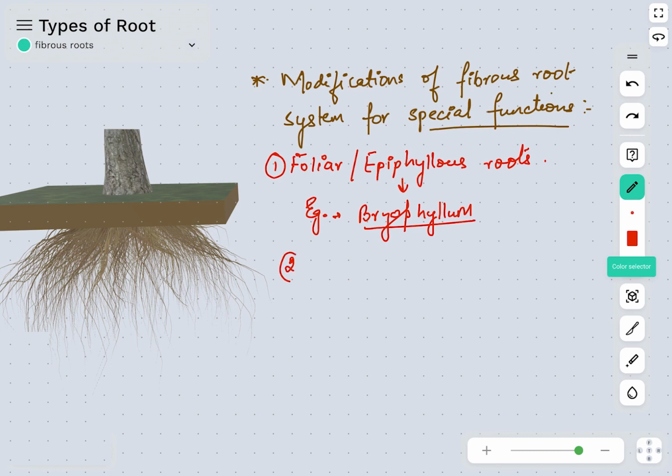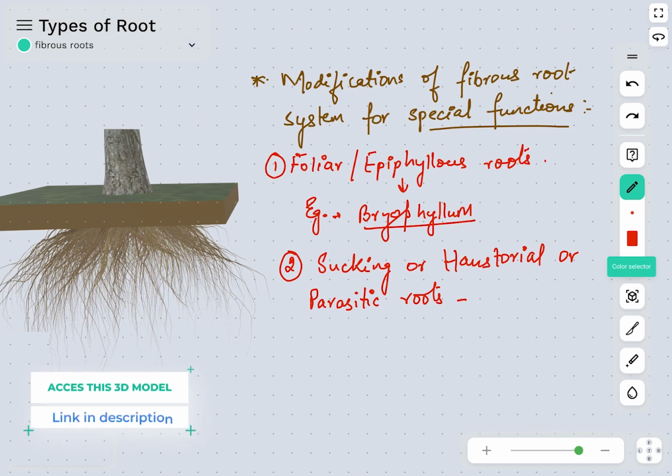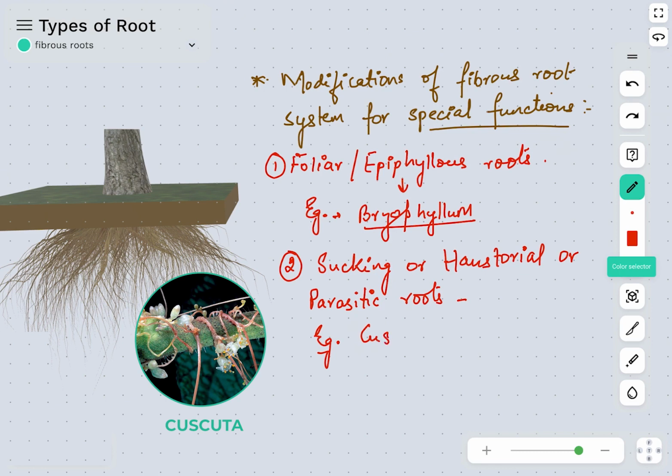And the next category is that of the sucking, which is also called haustorial or parasitic roots. As the word suggests, they are of sucking type or parasitic type, so they will reside on a plant body and derive nutrition from that particular plant body. In this case, these roots will enter inside the stem of the host plant to absorb the nutrients present in the host body. One of the best examples is Cuscuta. So this is a parasitic plant body having modifications in its fibrous root system.